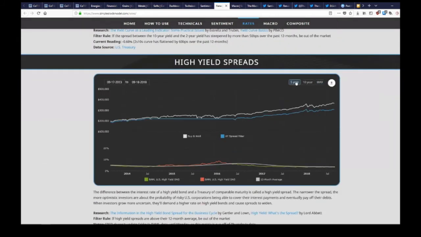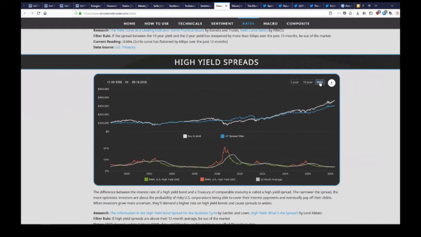We got high yield spreads. So this is just looking at interest rate spreads of high yield bonds relative to treasuries. And basically, if this line is above sort of the smooth moving average, that says to me, spreads are blowing out.